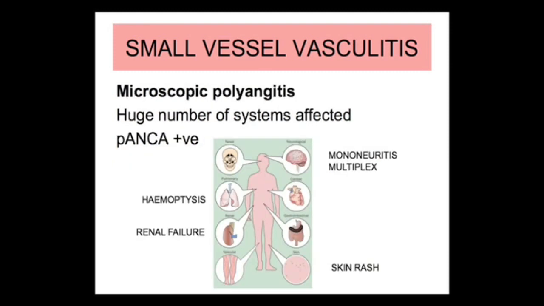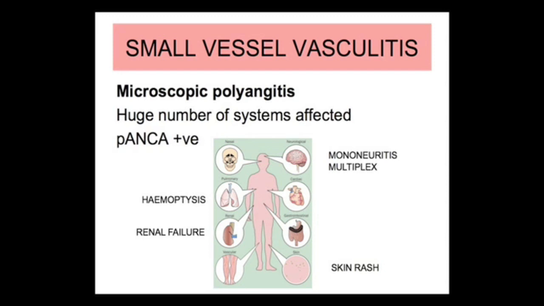Now, the last type of small vessel vasculitides is called microscopic polyangiitis, and this can affect a huge number of organs and organ systems. And the most common ones are shown here in the diagram. So the neurological symptoms are first, so we can get individual nerve lesions in multiple places, otherwise known as mononeuritis multiplex. The lungs can also be involved, and this will give rise to hemoptysis. The kidneys can also become affected, which will lead to renal failure, and these patients can also develop a rash on their skin.